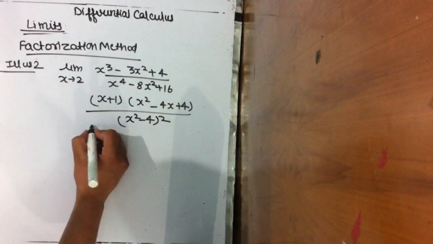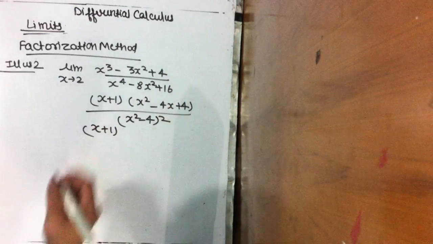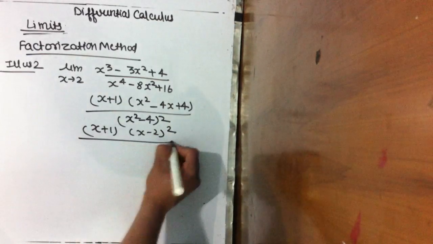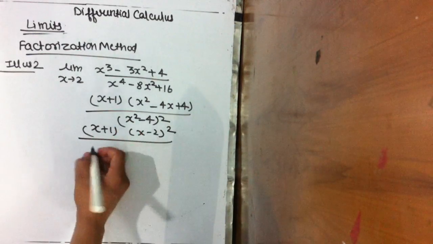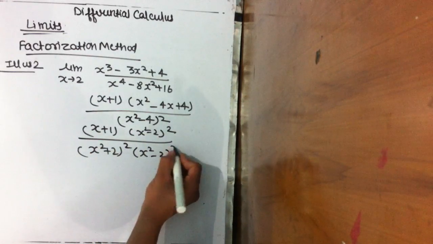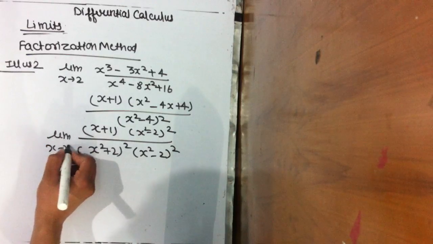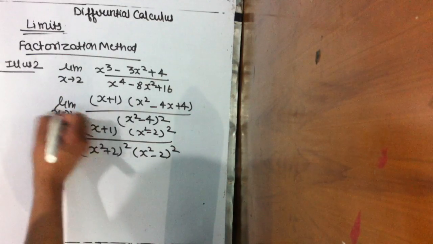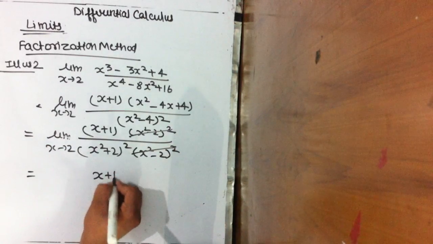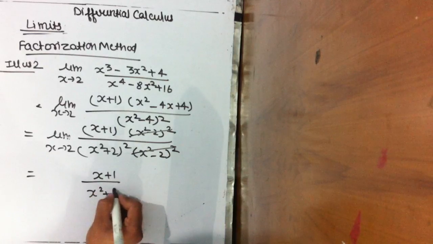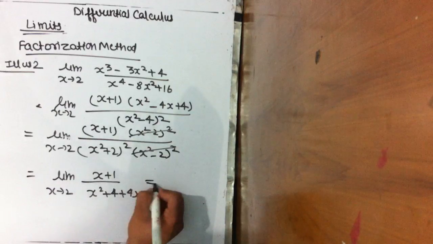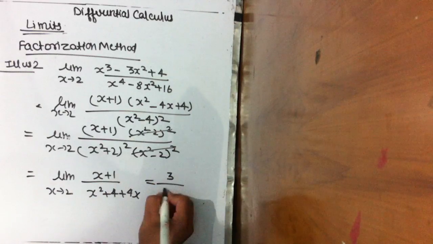Now here we can again middle split it out, forming (x minus 2) whole square, and down we have (x square plus 2) whole square and (x square minus 2) whole square, limit x approaches 2. Now these common factors get cancelled, forming (x plus 1) divided by (x square plus 4 plus 4x), and this is limit x approaches 2. On further putting values, we will get 3 by 16.